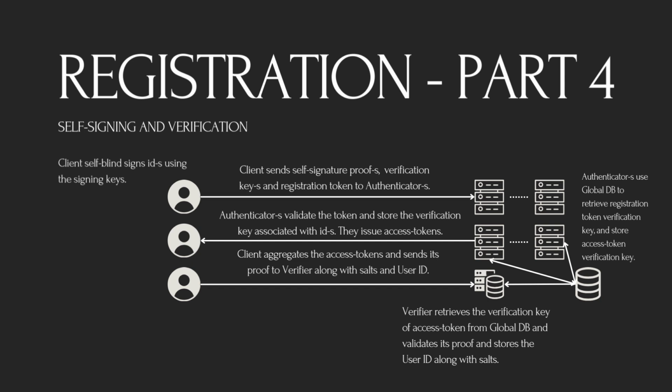The authenticator blind signs the access token for presenting as proof of authentication and sends it, along with the verification key, to the client. It also sends the verification key to the global database for the verifier to retrieve. The client aggregates all blind access tokens for presenting as proof of authentication into a single login access token. It then goes on to send the proof of this token along with all verification keys, the user ID, and the sols to the verifier.